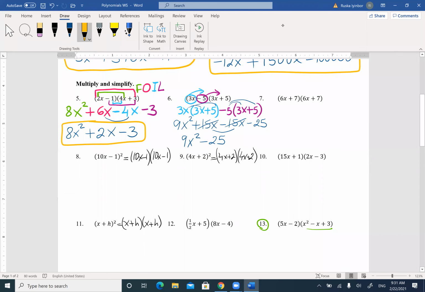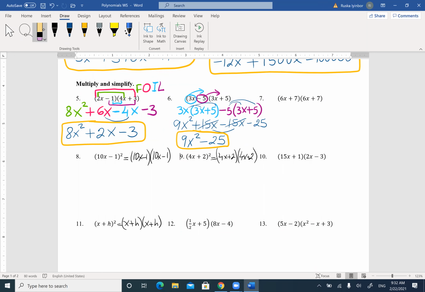You multiply from the first set of parentheses, you multiply everything by the second set of parentheses. Okay? So that was the second method I wanted to show you. And number 13 is good to do with distribution, or the table method. So here you can do 5x times everything and -2 times everything. Okay? So you can do 13 by distribution, and also you can do 13 by the table method. So I'm going to show you the table method also. Okay? So these are the two methods.